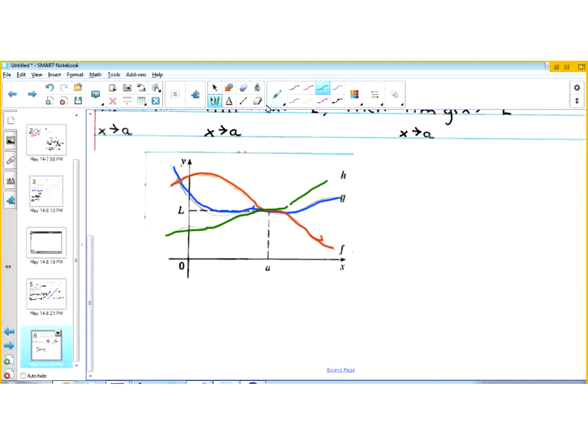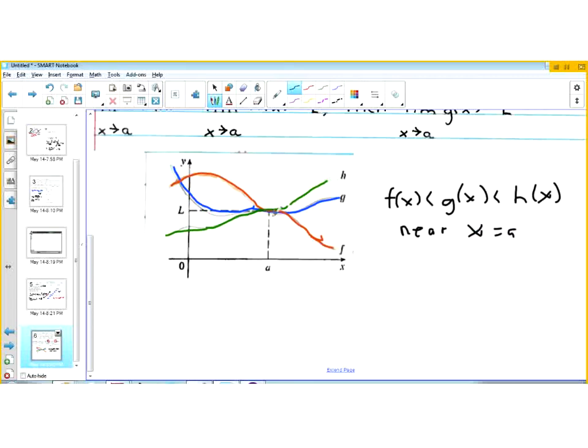In this case we have f of x is less than or equal to g of x, which is less than h of x, near x equals a. So we have this ordered relation near x equals a.